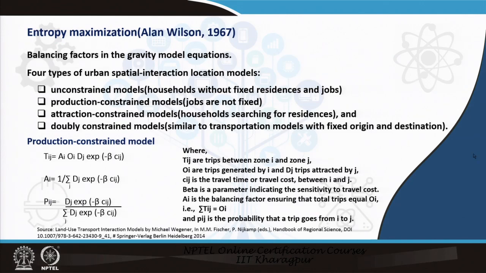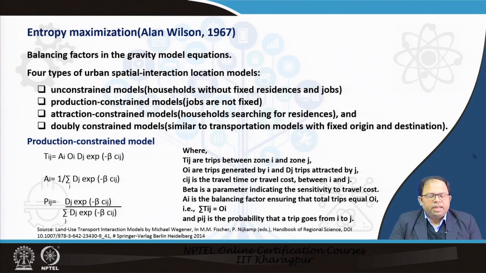While the gravity model was the first spatial interaction model, it could also be transformed into a location model. In the work by Alan Wilson on his entropy maximization model, the gravity model was given a formulation like a location model. He said that four types of urban spatial interaction are possible.